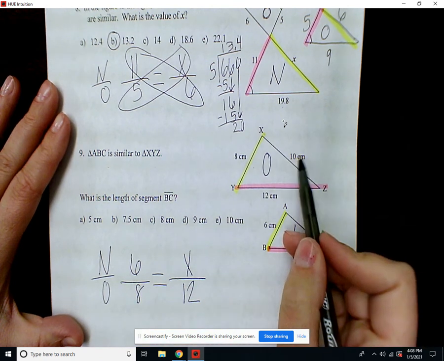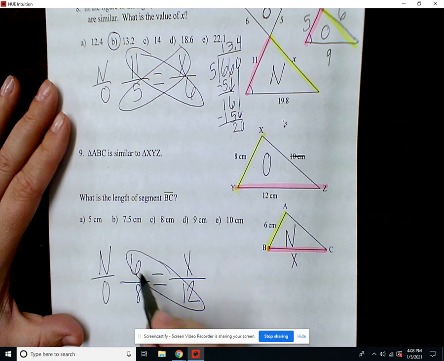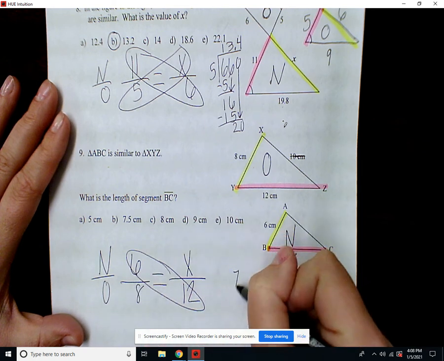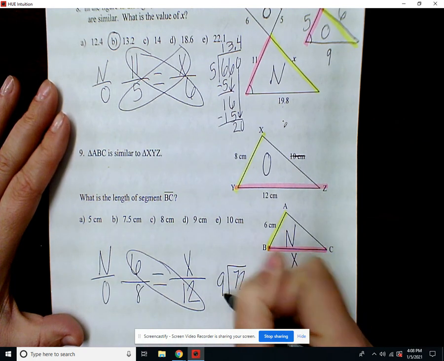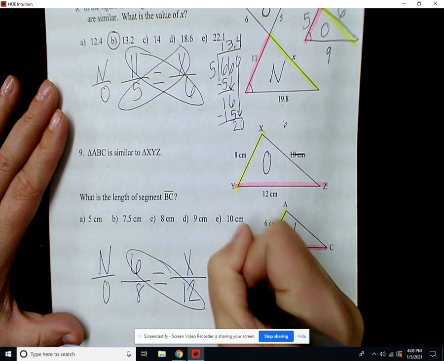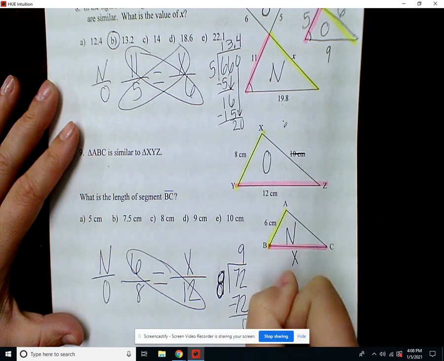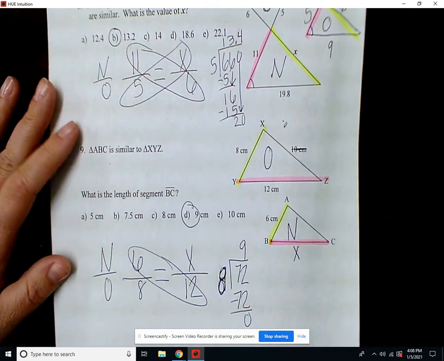So this time we didn't need 10. We're going to cross multiply and divide. 6 times 12 is 72. And then we're going to divide that by the number that's left, which is 8. 8 into 72 goes in there 9 times. And so we get D.